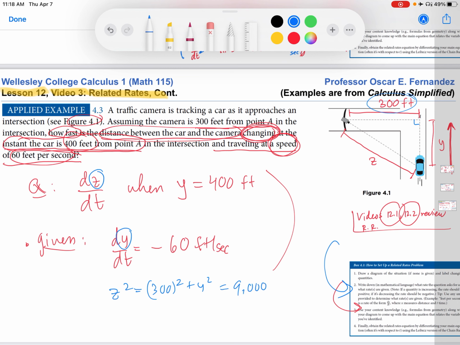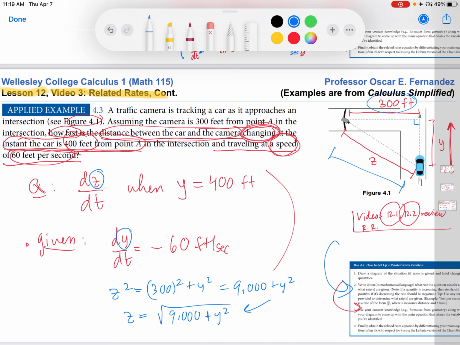So that's 9,000 plus y squared. And then I want to solve for dz dt. So why don't I just solve for z here? Take the square root of both sides. I don't want to do a plus or minus, right? Because if I look at the minus part, then z is a negative distance. That doesn't make sense with the diagram. So I don't want to take the negative root here when I take the square root. So this is the equation that I'm going to use. This is the equation that relates z and y.